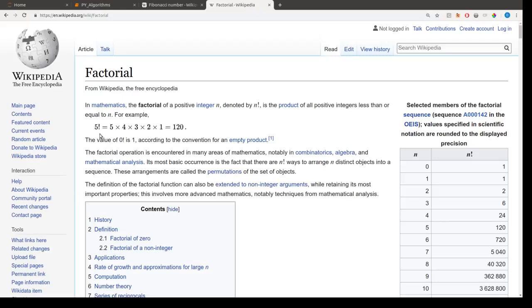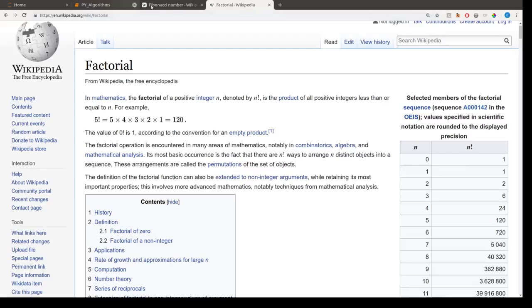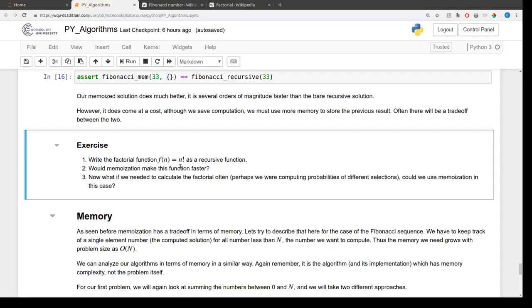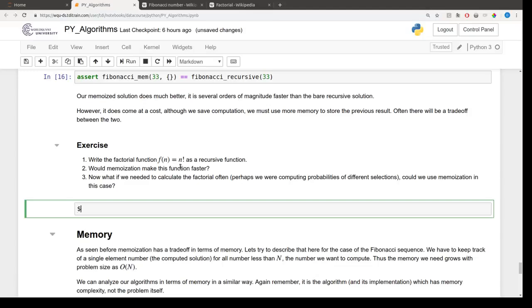And you may notice you can also define 5 factorial as 5 times 4 factorial, because 4 factorial would be 4 times 3 times 2 times 1. N factorial, in other words, if I write it out, n factorial equals n times n minus 1 times n minus 2, and so on down to 1.